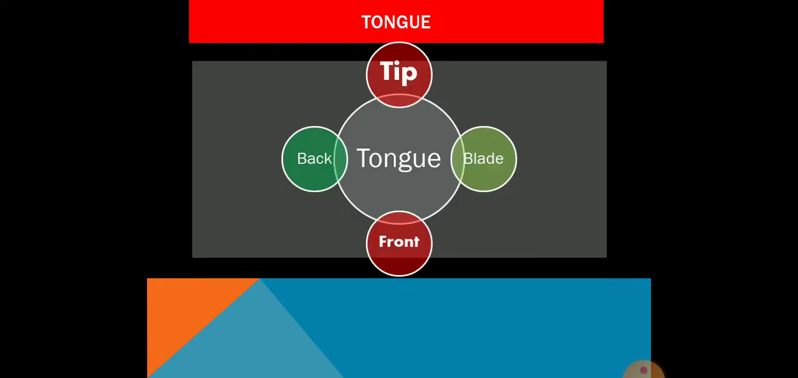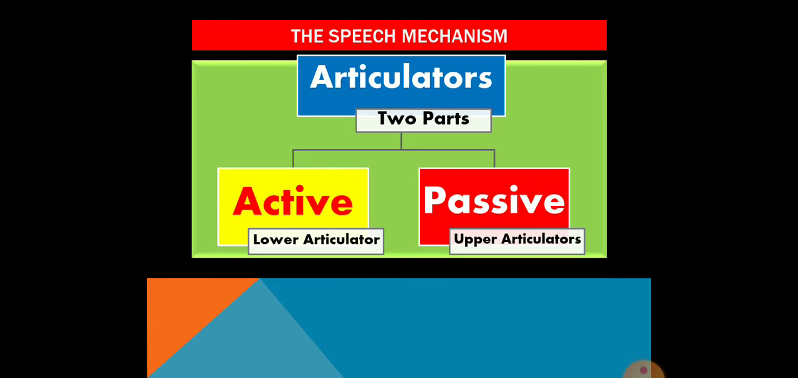The tongue is a very important organ of speech, as it has a greater variety of movement. It takes a number of different positions during the production of various sounds. For the sake of convenience, the tongue is divided into four parts: tip of the tongue, blade of the tongue, front of the tongue, and back of the tongue. See the next.